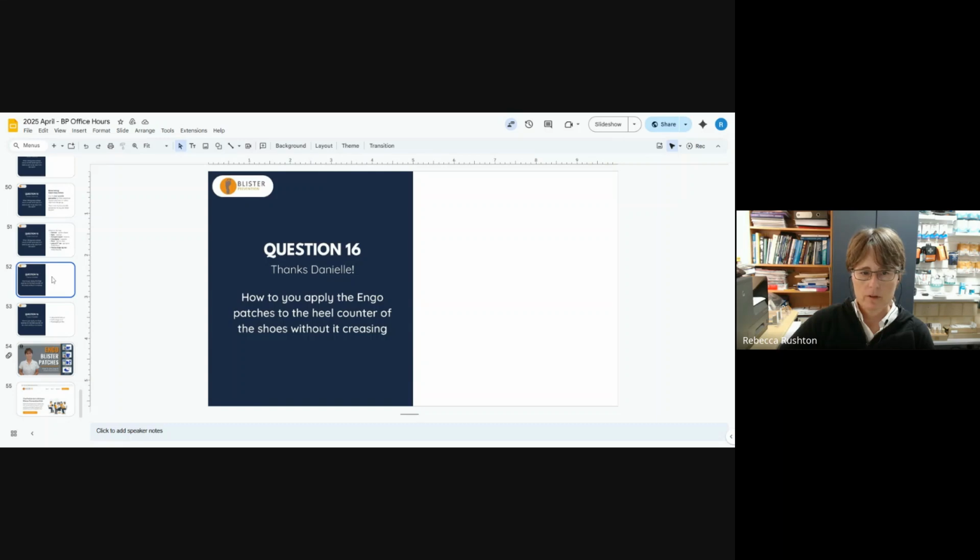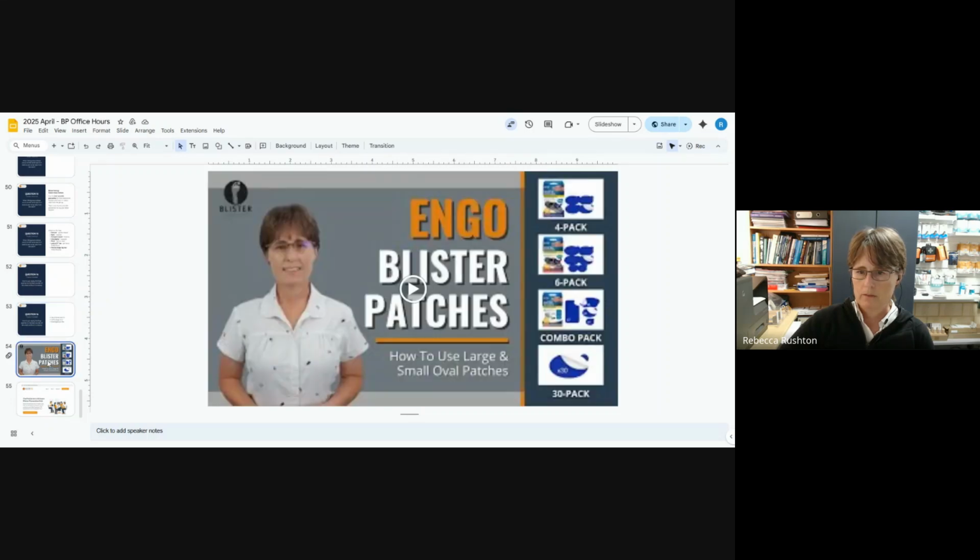Last question. Danielle asks, how do you apply ENGO patches to the heel counter of the shoes without it creasing? This is a really good question, and I've done a video of this, and I'm going to attempt to play it. So let's just see how this goes.